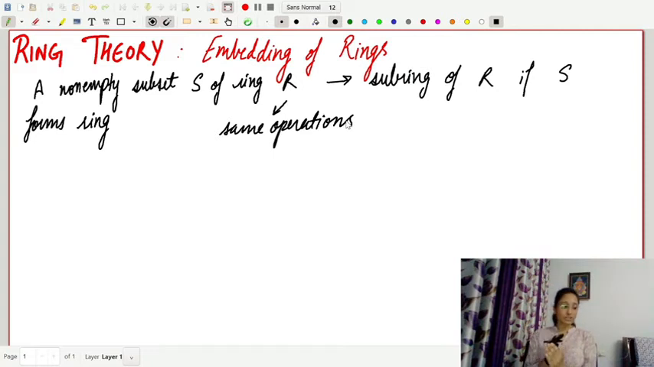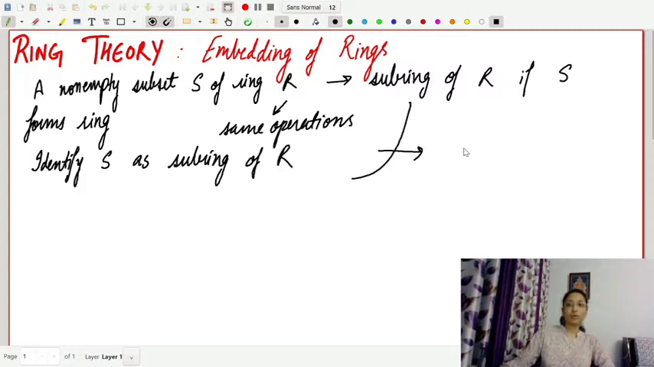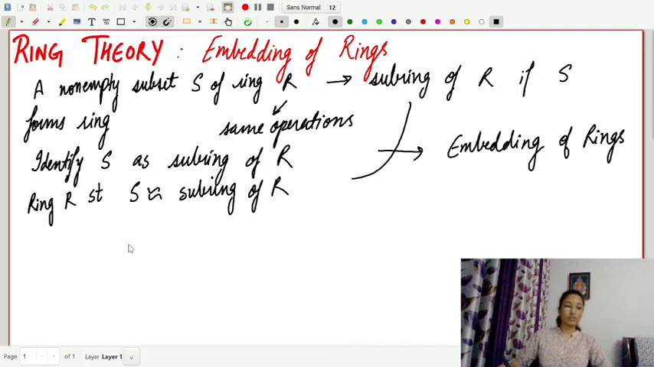Now if we want to reverse this process slightly, that is, given a ring S, we have to find a super ring R so that S is a subring of R. It is not always possible, but we can say it like this: we have a ring R so that S is isomorphic to a subring of R. Then we can identify S as a subring of R. This is what we call embedding of rings, where we have a ring R such that S is isomorphic to a subring of R. Then we can identify S as a subring of R.